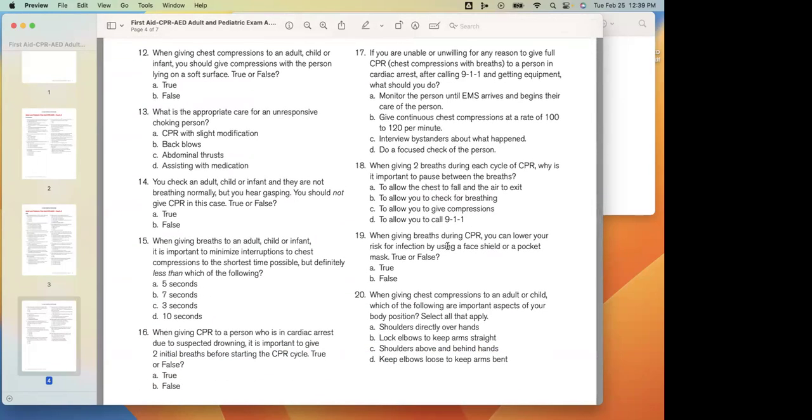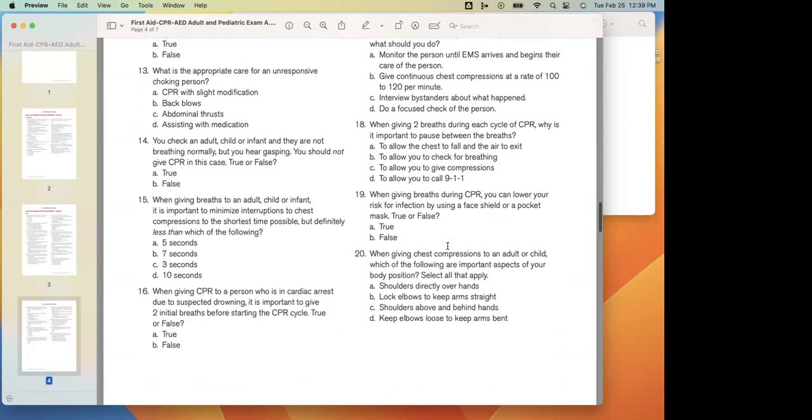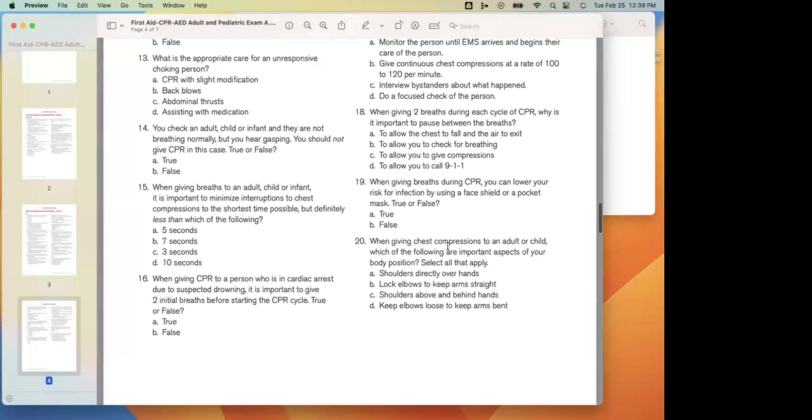When giving two breaths during each cycle of CPR, why is it important to pause between breaths? Number 19, when giving breaths during CPR, you can lower your risk for infection by using a face shield or pocket mask.